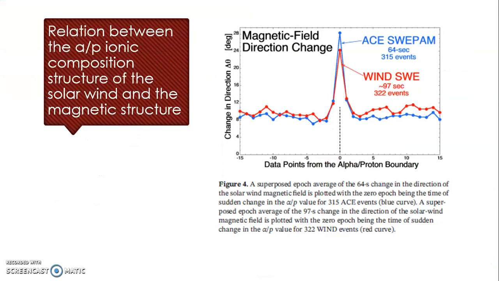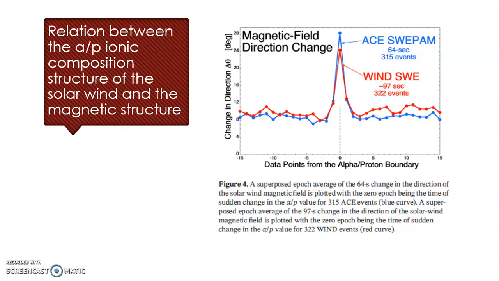Relation between alpha to proton number density ratio, ionic composition structure of the solar wind, and the magnetic structure. In the figure, the blue and red curve is the superposed epoch average of the change of the magnetic field direction. At the times when alpha/p suddenly jumps, zero on the horizontal axis, the magnetic field direction tends to undergo a strong directional change, consistent with the location of the flux tube walls.